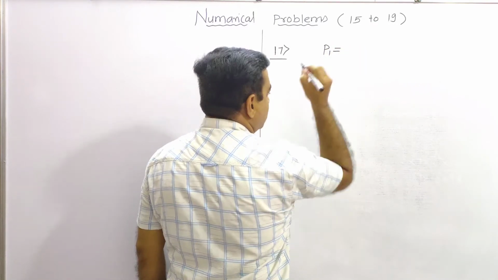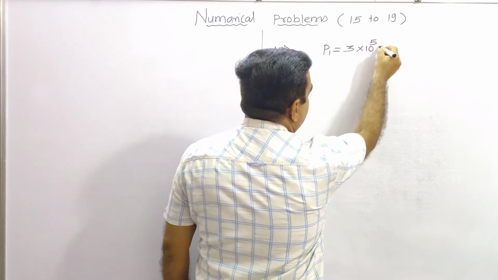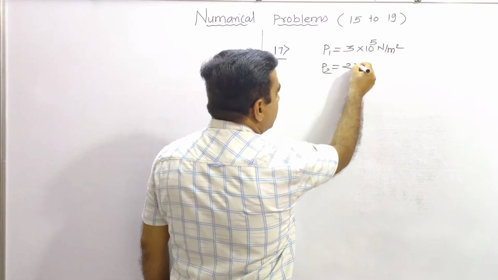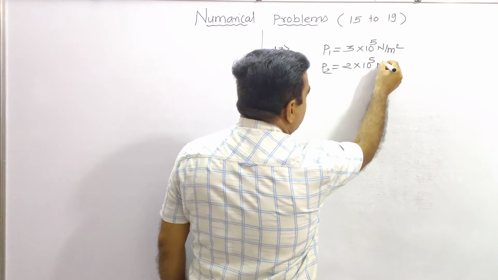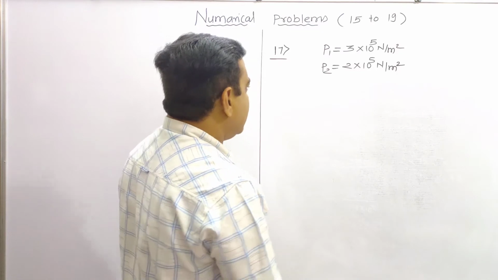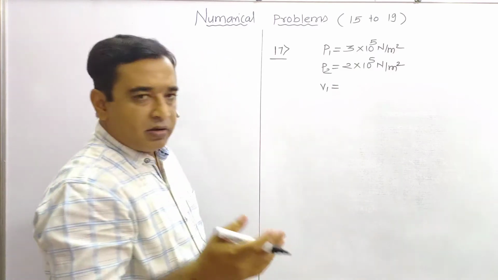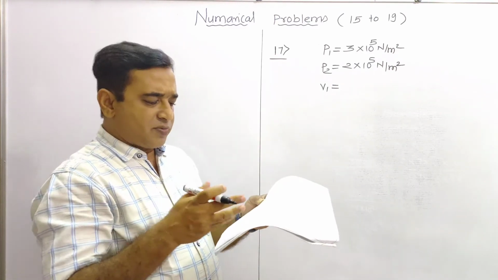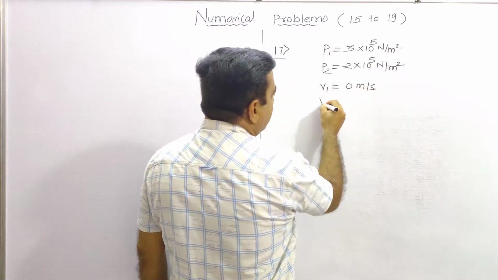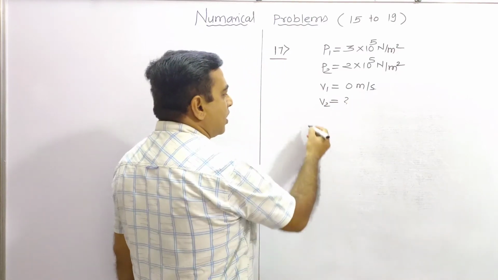So P1 is the first, that is 3 into 10 raised to power 5 Newton per meter square, and we have P2, which is given as 2 into 10 raised to power 5 Newton per meter square. Now what we need to calculate initially: V1, it is closed. So V1 is equal to 0 meter per second, and we need to calculate V2. So V2 question mark.